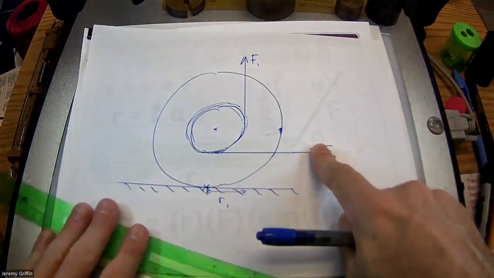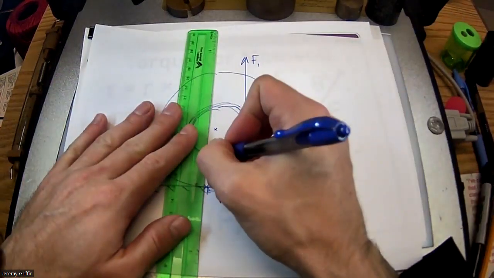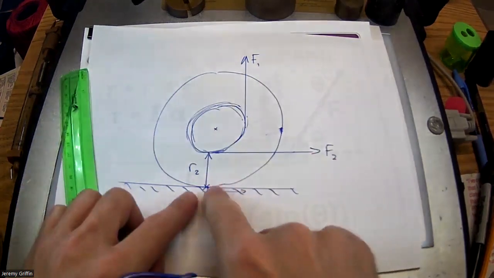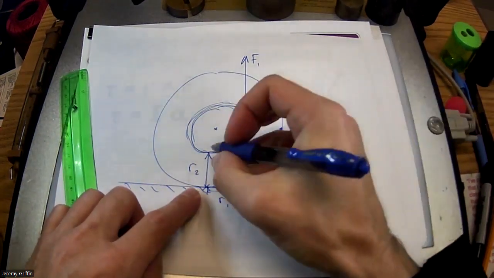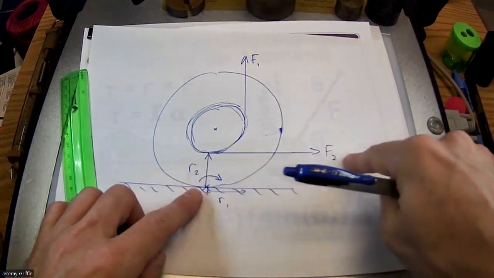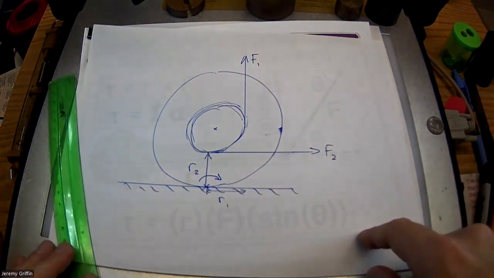But then for F2, now the lever arm of the door is like this. There's R2. You guys see this turning moment, this torque going clockwise? You guys see that? Right. So that's why that went clockwise.